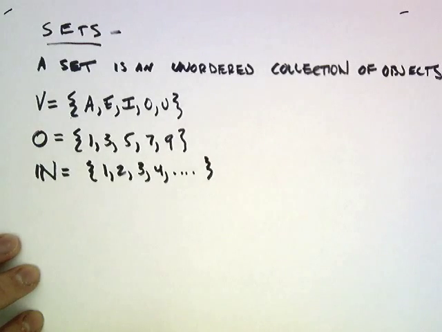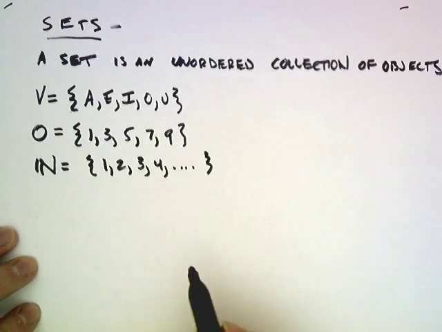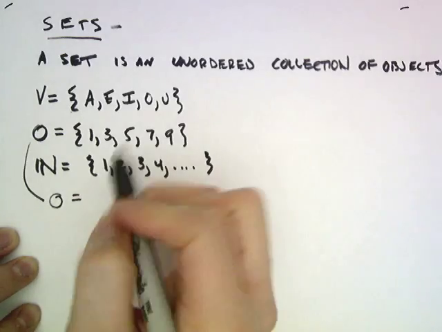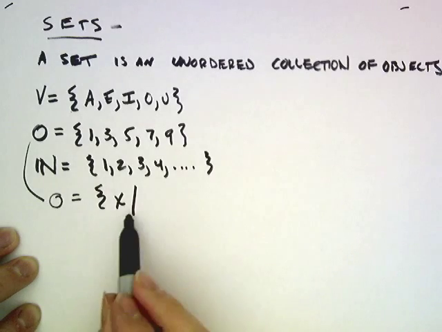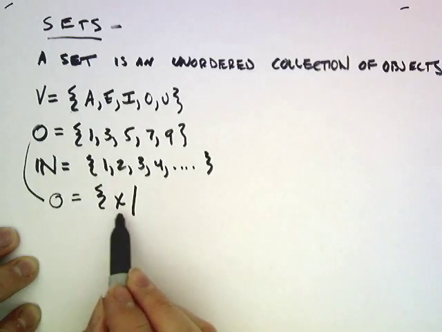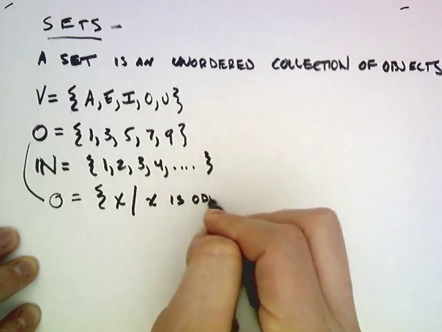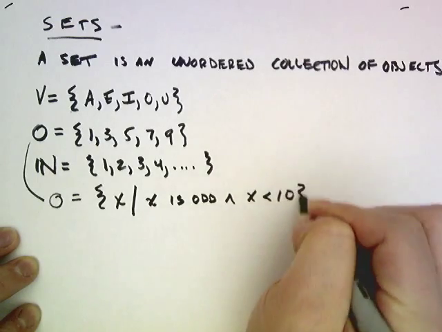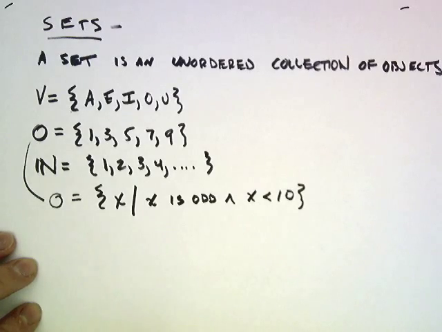Another way of writing sets is to use something called set builder notation. So for example, we could write O as the set of all x such that, that's how this vertical line is read. It's read as "such that." So it's the set of all x such that x is odd and x is less than 10. That's an alternative way to denote the set O.